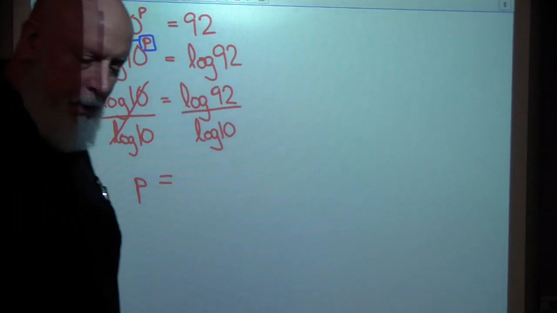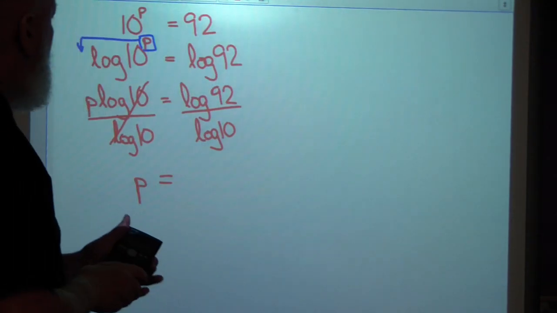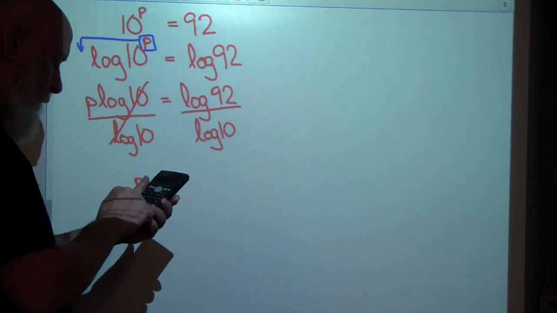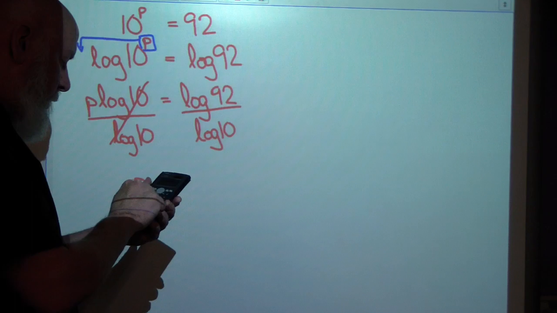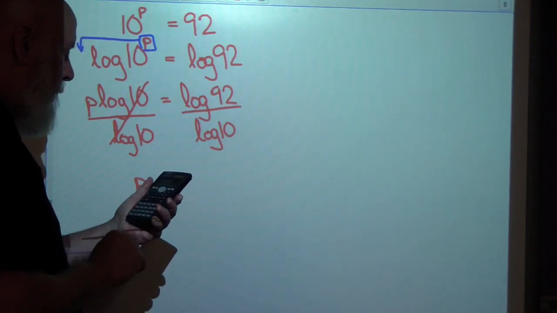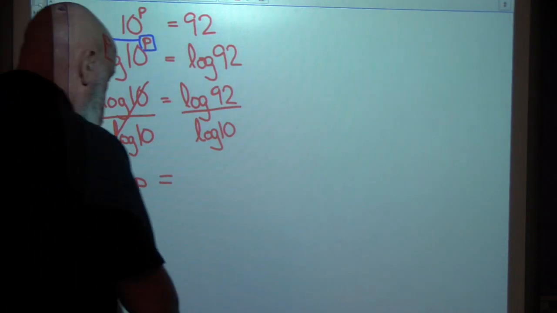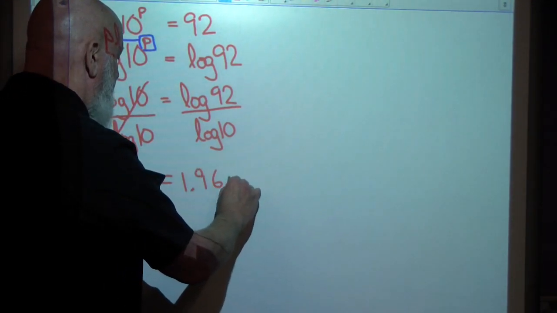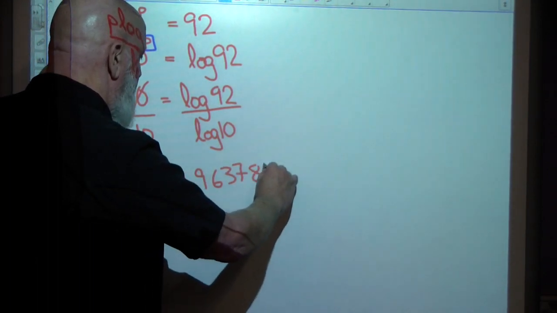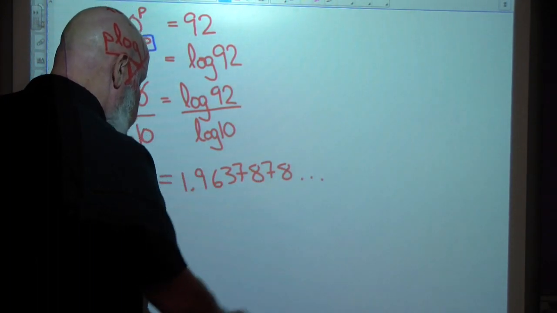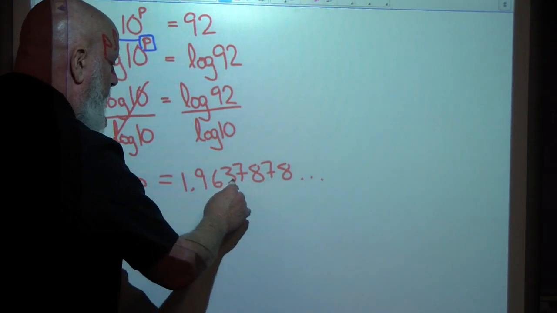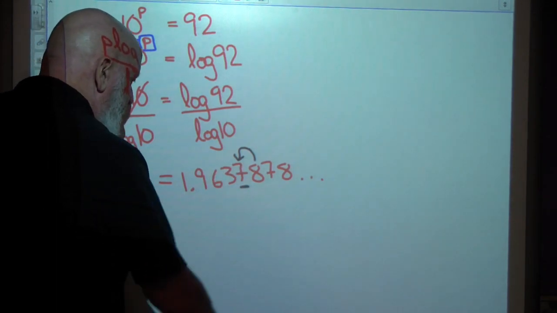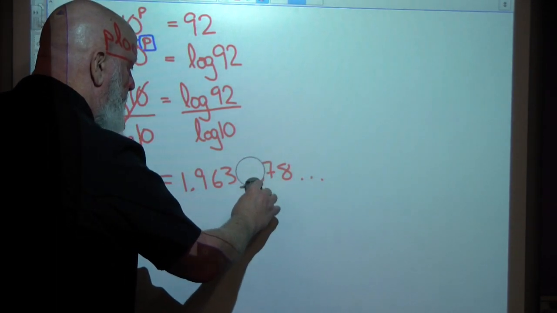I'm going to enter that into the calculator. I'm writing uphill today. Log 92 divided by log 10 equals 1.96378 blah blah blah. 1.9637878 and I want to round it to the 4th decimal place. So since this is a 5 or more, I'm going to round that up to an 8. That 7 will become an 8.